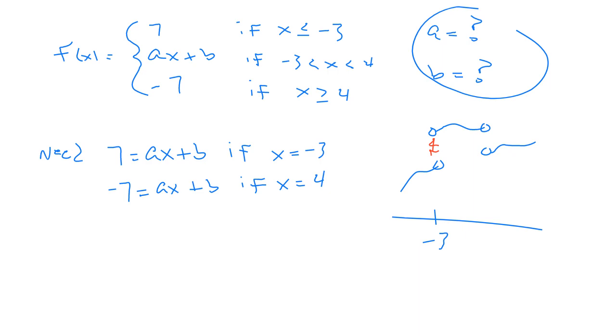So it's like these equations are closing the gaps on that graph. Now from here, once you realize to do that, you plug in -3 for x and you plug in 4 for x, and you get a system of 2 equations and 2 variables that you solve.